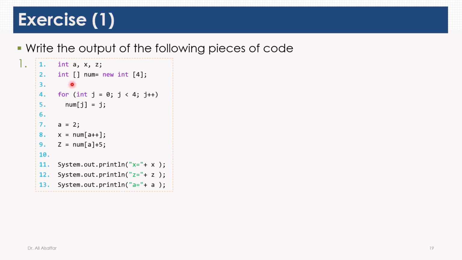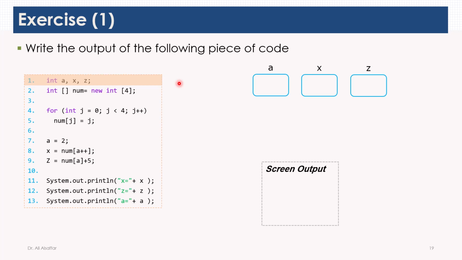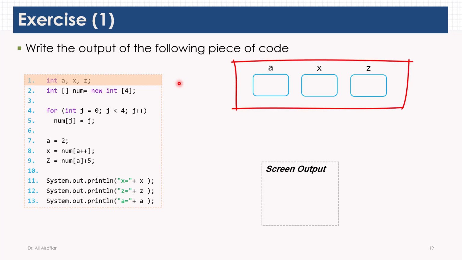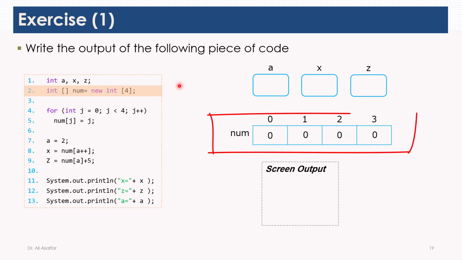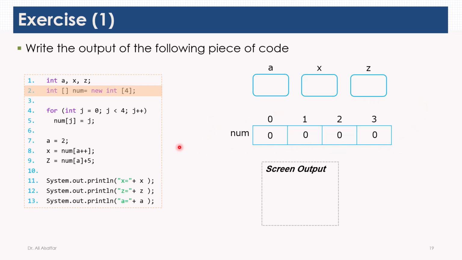To simplify the steps of the tracing, we have numbered the lines of the program. In the first line, 3 integers are declared without any values. Therefore, their boxes are left empty. In line 2, we are declaring an array of 4 integers, and the system will initialize all of these elements of the array by default to zeros. Therefore, we write zeros in all elements of the array, which is called num.